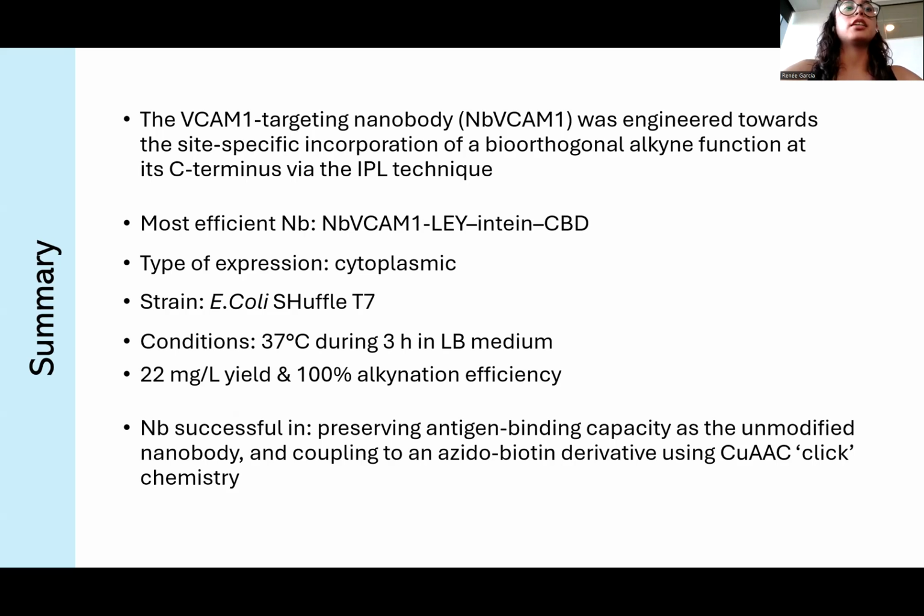And also by the click chemistry, we can say that the nanobody is successful in preserving the antigen binding. Well, this is by ELISA actually, preserving the antigen binding capacity as the unmodified nanobody. And now by the click reaction, we can see that the nanobody is successful in coupling to an azide-biotin derivative using copper-catalyzed click chemistry. And that's all.